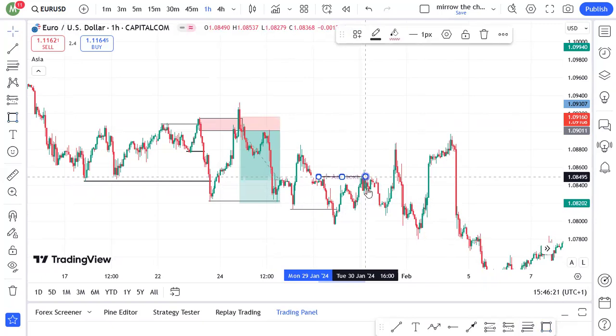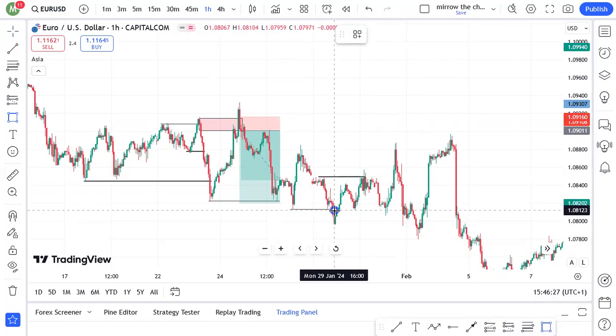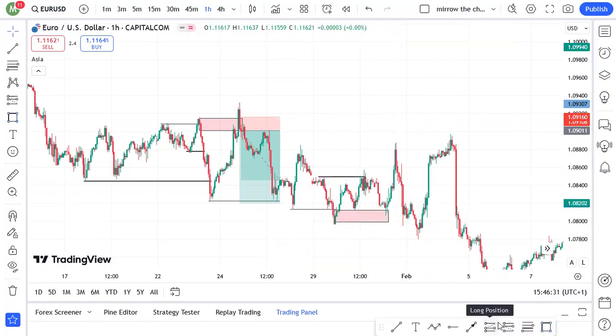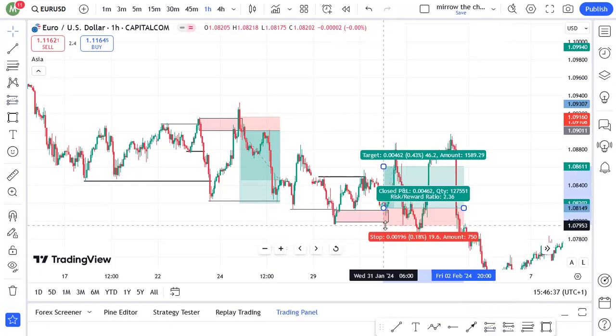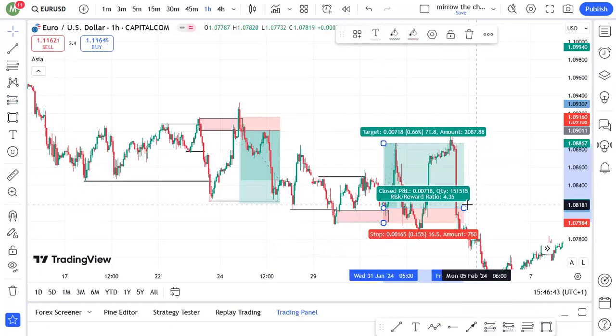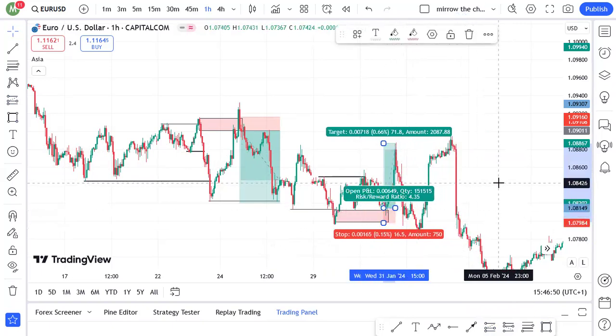We see the principles. Liquidity grab first, structure break second, POI third, and do what? You take your entry. Liquidity grab first, structure break second, you do what? You take your entry. This is 4 hour.